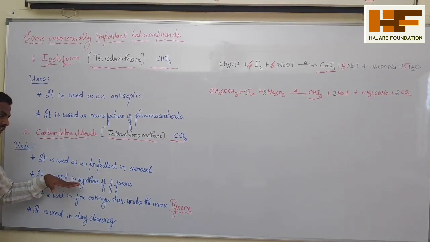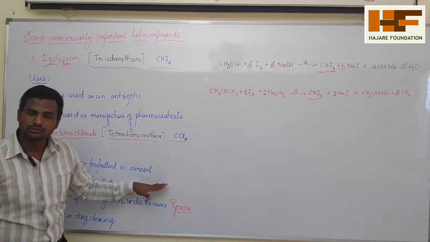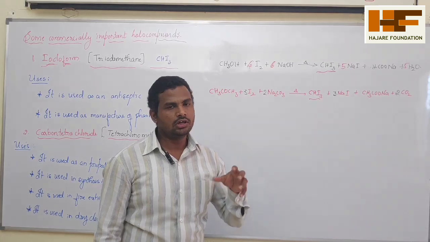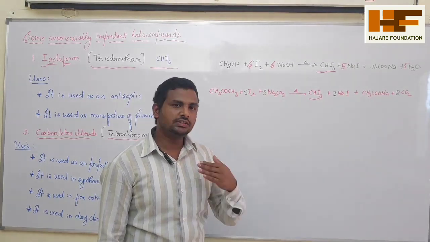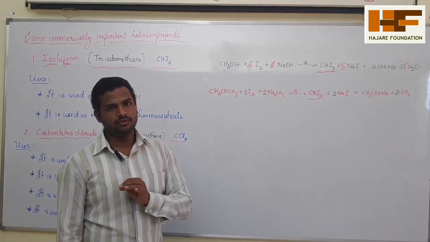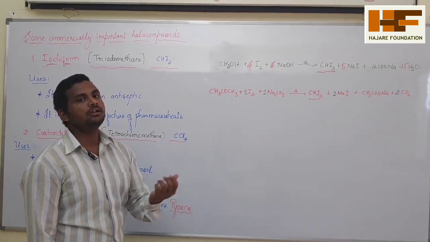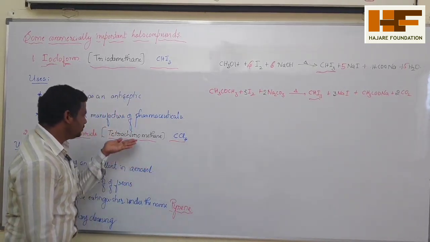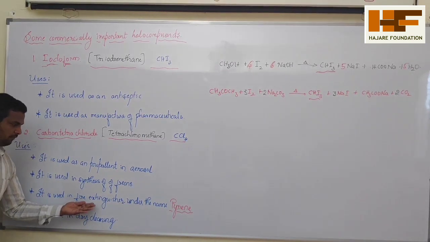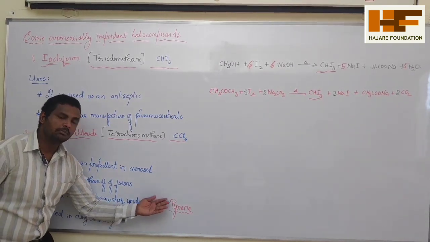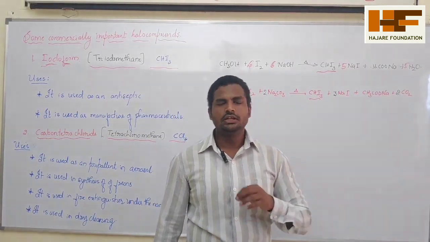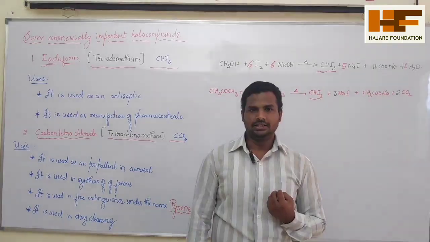Second, it is used in the synthesis of freons. Freon is a chlorofluorocarbon, which we will discuss next. This chlorofluorocarbon is very useful in refrigerators, and for the manufacture of freon, we make use of carbon tetrachloride. Third, it is used in fire extinguishers under the name of pyrene. It is also used in dry cleaning, and it has many other applications.